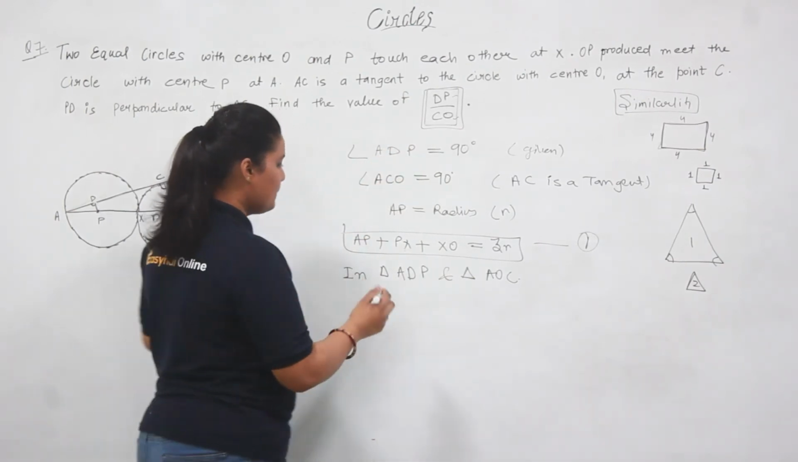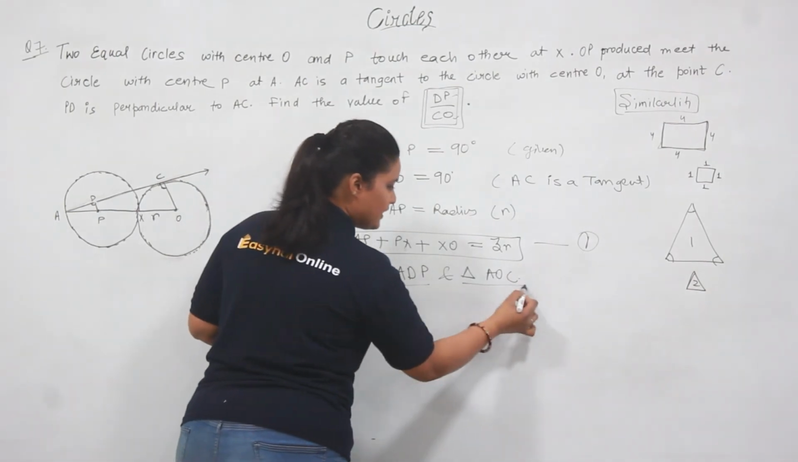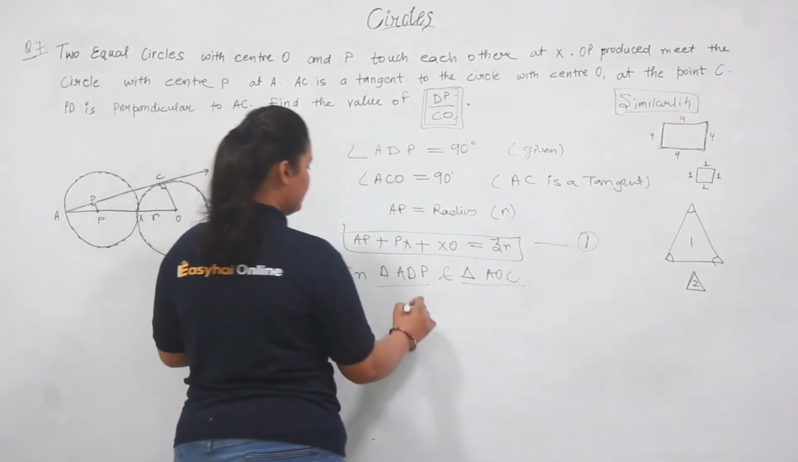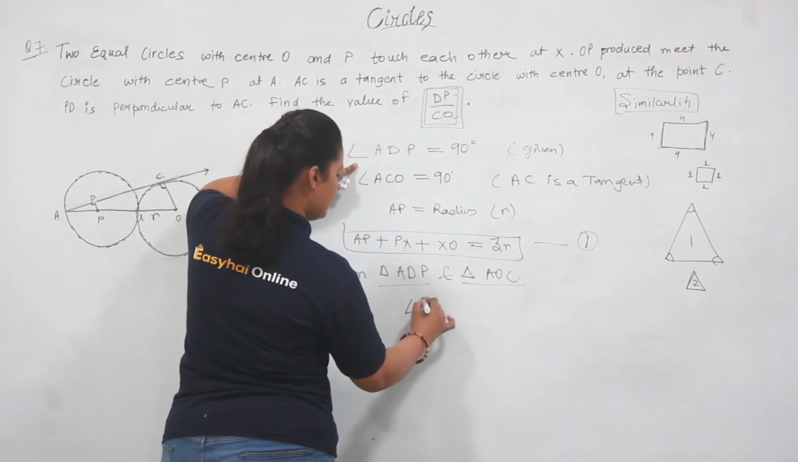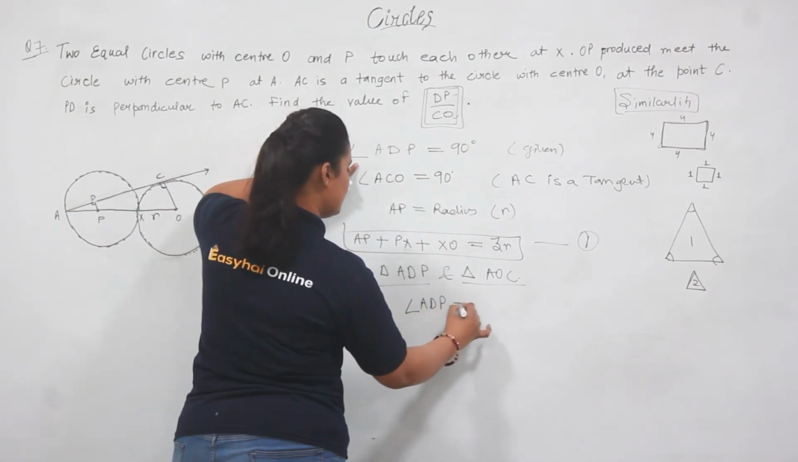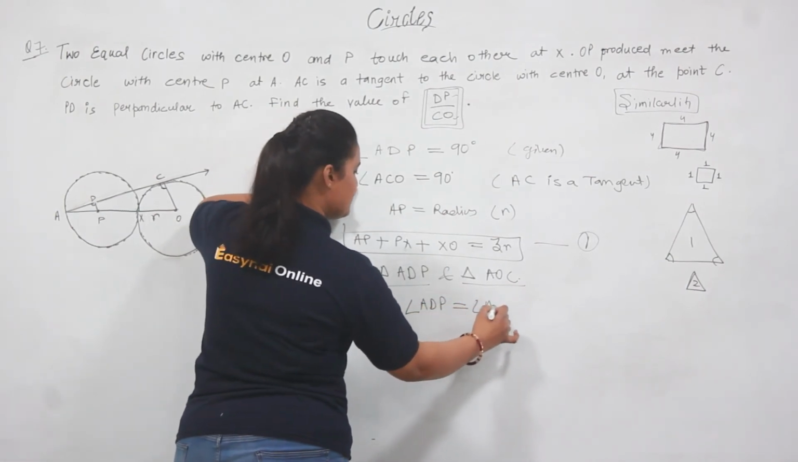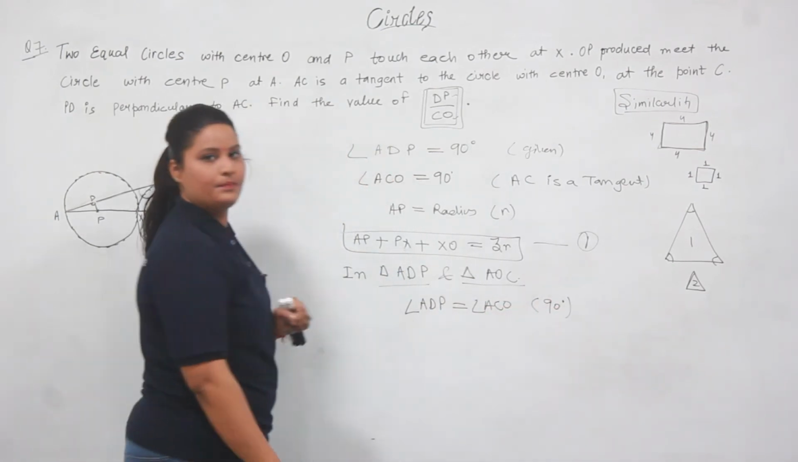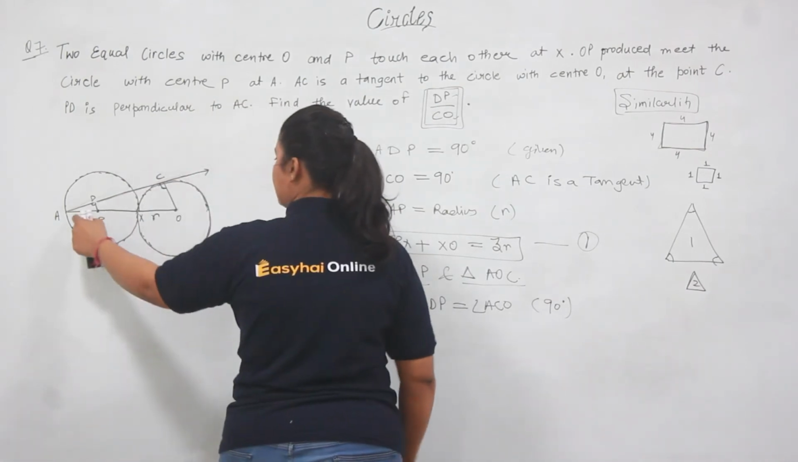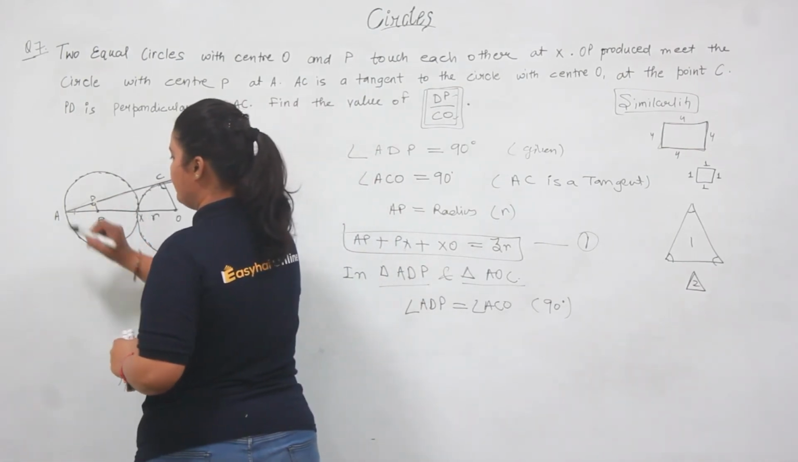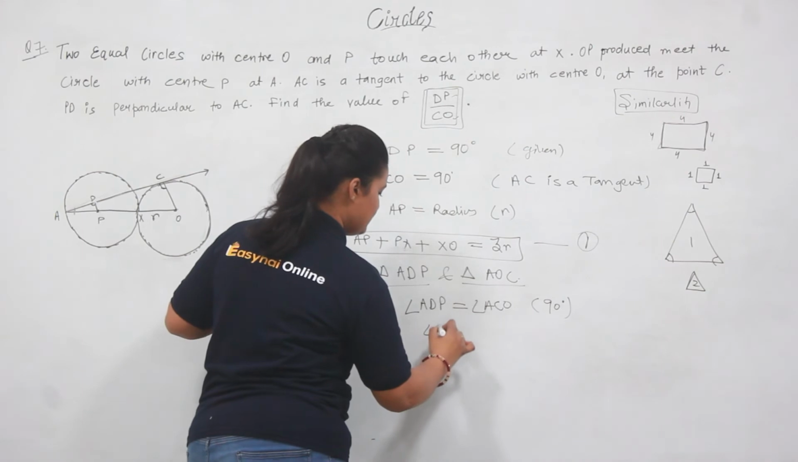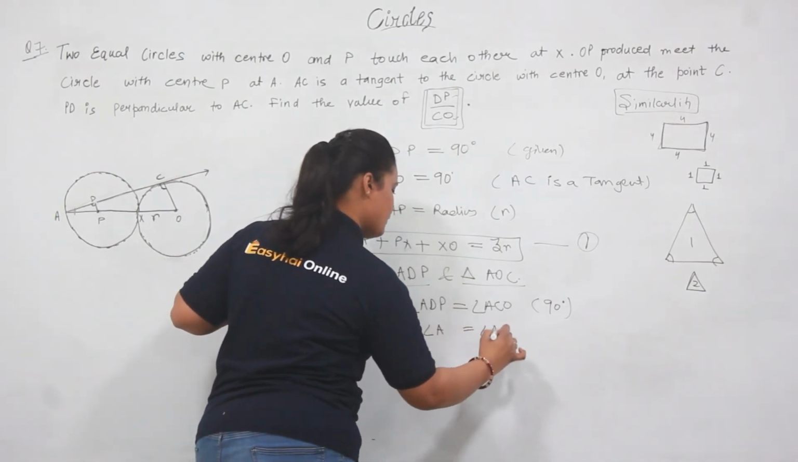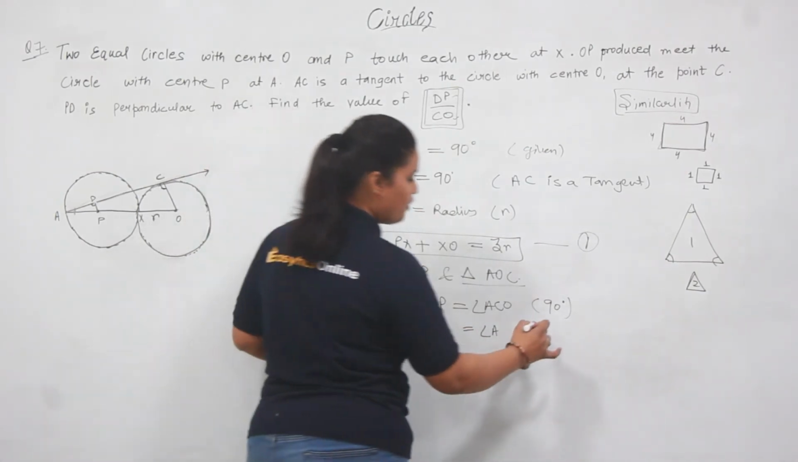Okay. So in triangle ADP and in triangle AOC, angle ADP is equal to angle ACO. Why? Because both the angles are 90 degrees, right? There is one common angle, that is angle A. Angle A is equal to angle A, which is common.